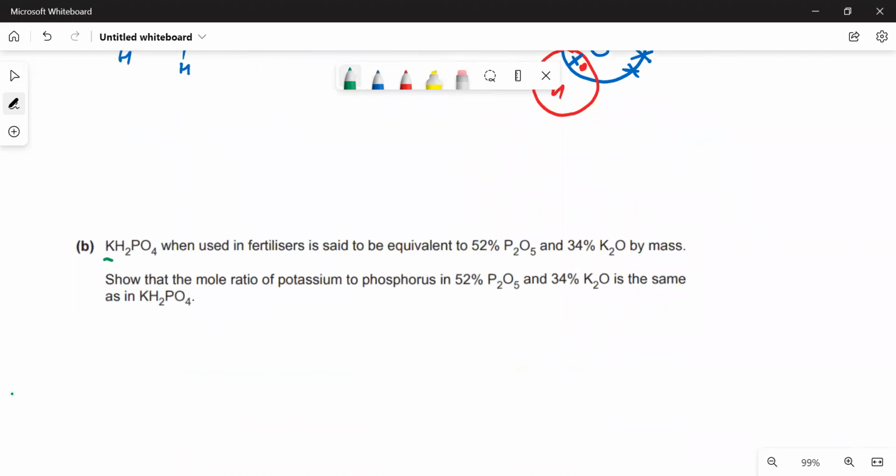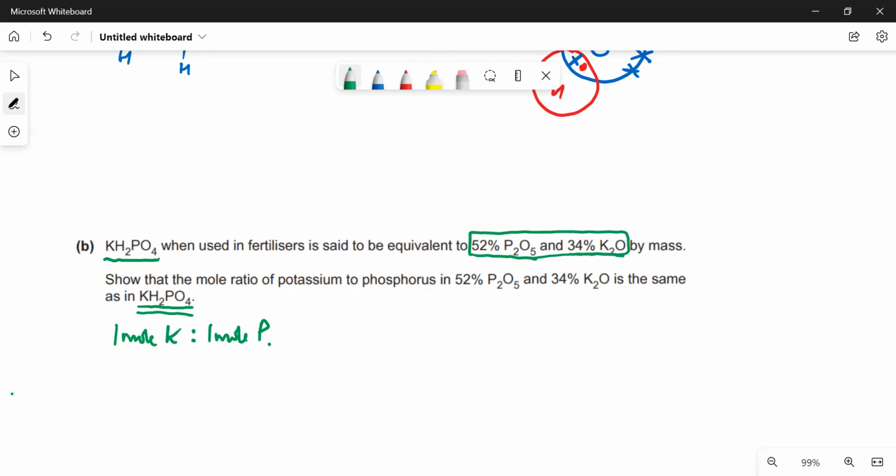So this KH2PO4, when used in fertilizers, is equivalent to adding 50% of phosphorus 5 oxide and 34% potassium oxide by mass. They use it as fertilizers. Show the mole ratio for potassium to phosphorus in this mixture is the same as in that. Now, what is the mole ratio in that? Well, from the formula there, we can say we have 1 mole of potassium to 1 mole of phosphorus. It's a 1-to-1 ratio. So we need to try and show that we've got a 1-to-1 ratio of potassium and phosphorus moles in that mixture.